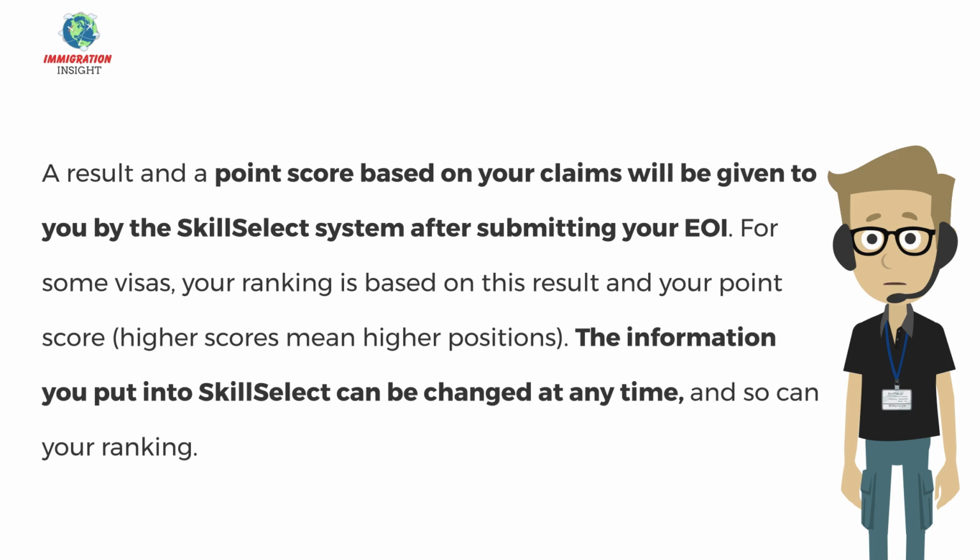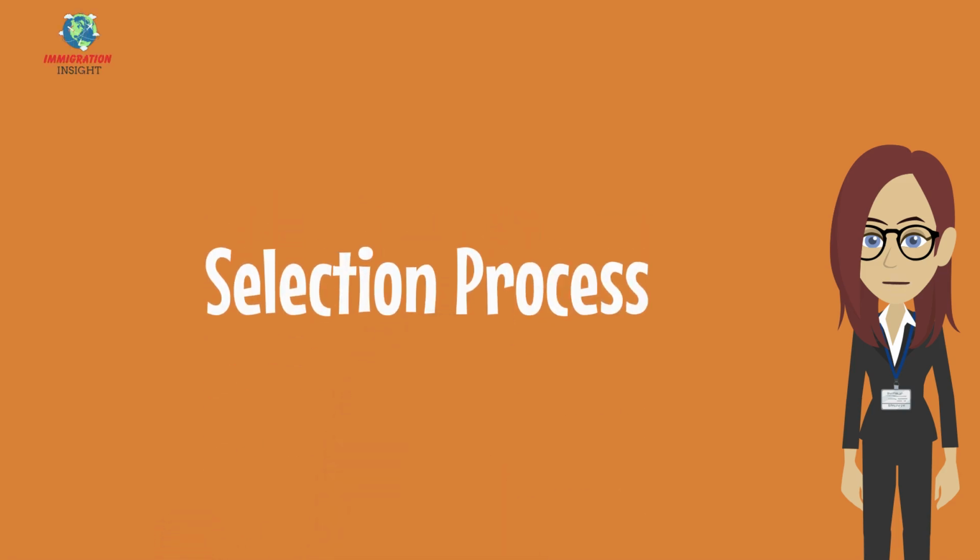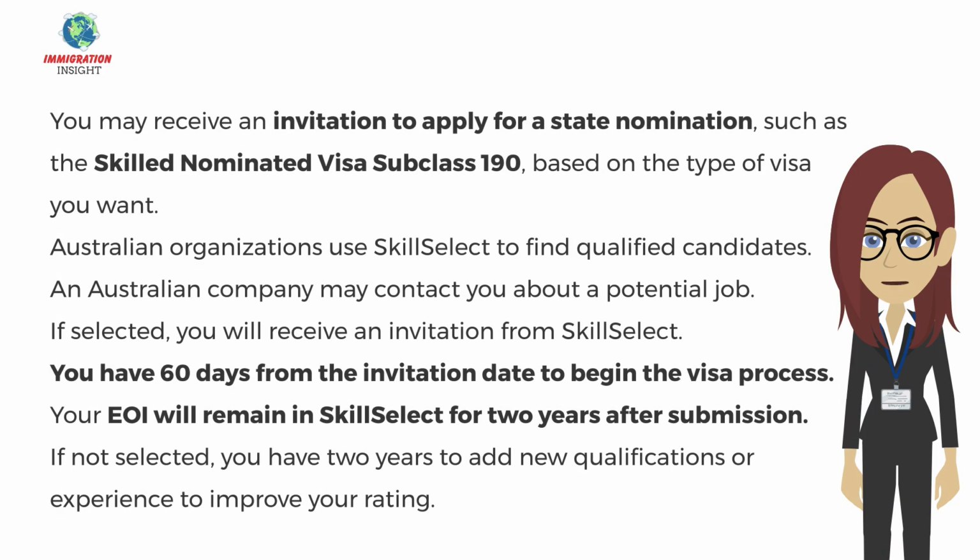For some visas, your ranking is based on this result and your point score. Higher scores mean higher positions. The information you put into SkillSelect can be changed at any time, and so can your ranking. Selection process. An invitation to apply under a state nomination, such as for the Skilled Nominated Visa Subclass 190, may be sent to you depending on the type of visa you want.